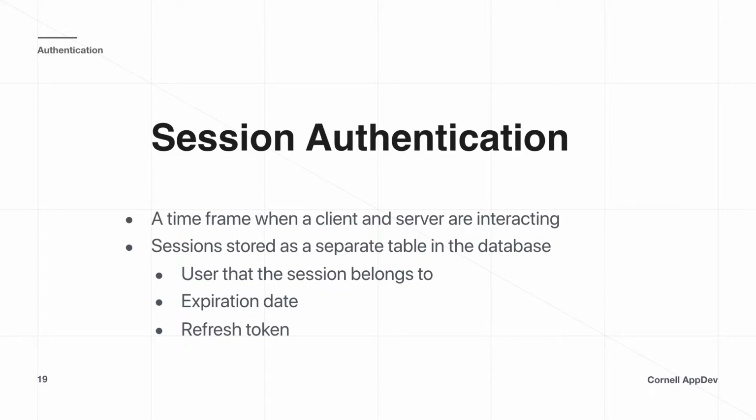So sessions are going to be stored as a separate table in the database. They're going to be associated with one user. So each user is going to have a one-to-one relationship with a session. And each session will contain generally three things. One of the things not on here is a session token. That's just a unique identifier for a session, like a name for a session. We'll have an expiration date saying, well, you can't access this anymore after this time. And then we'll have a refresh token, and we'll talk a little bit more about that later.